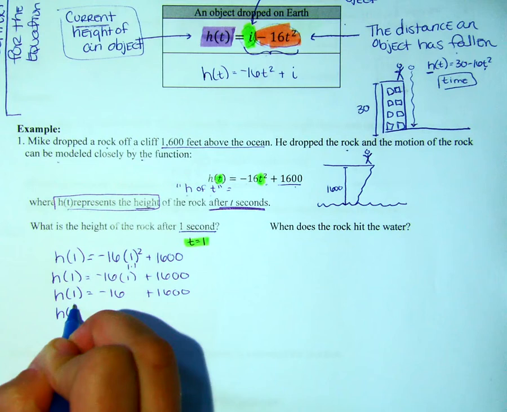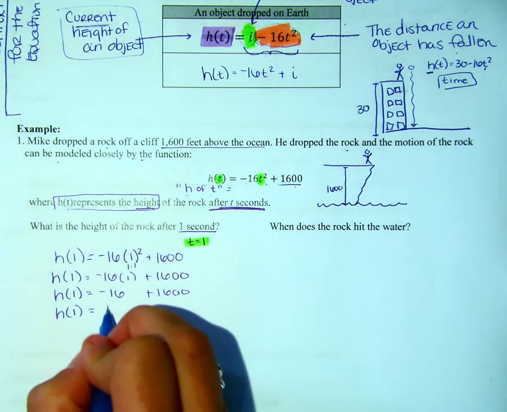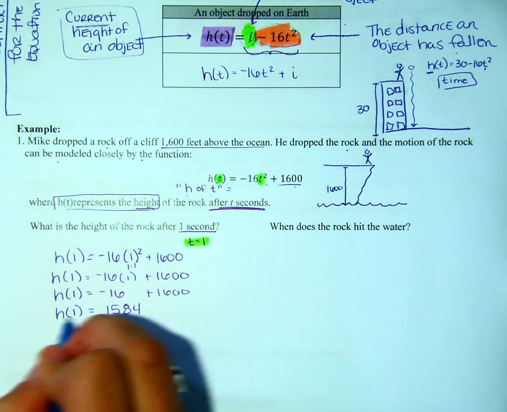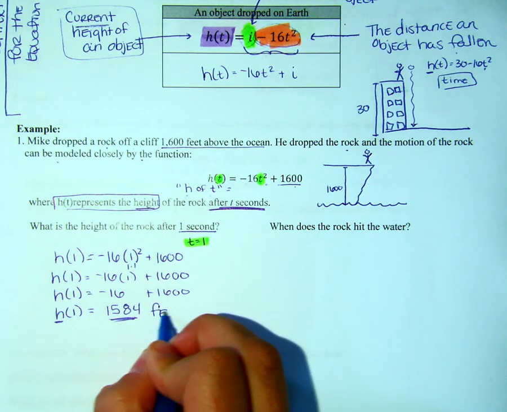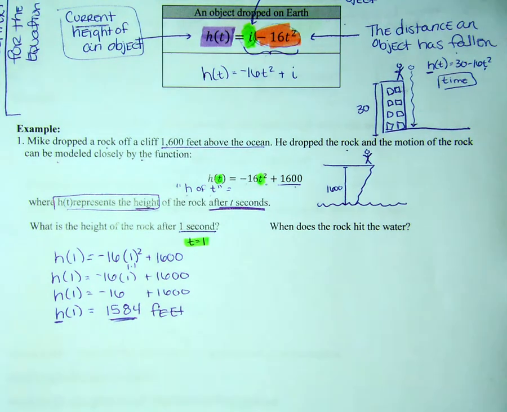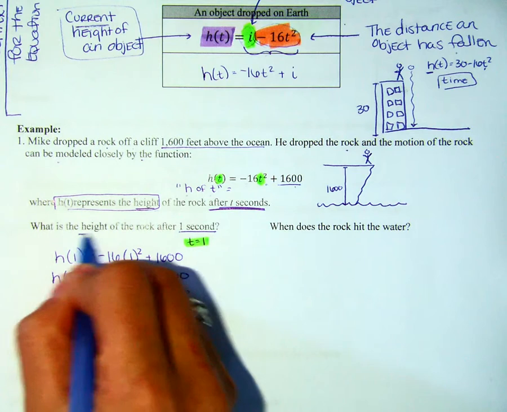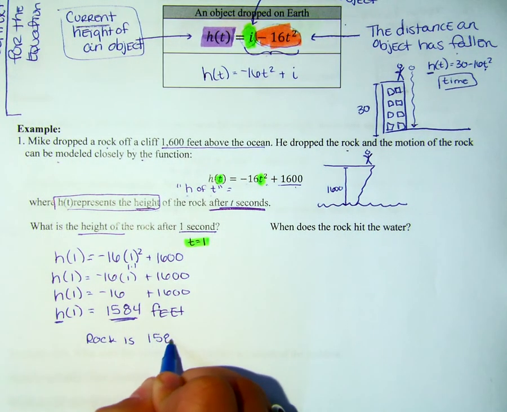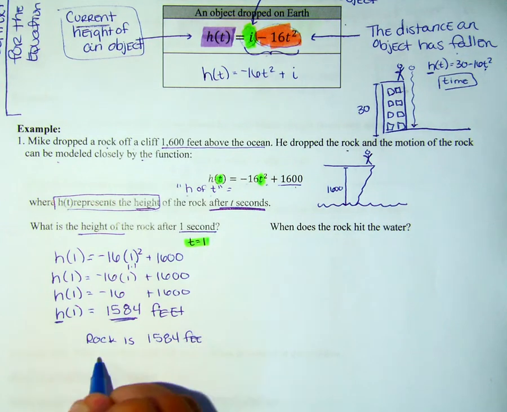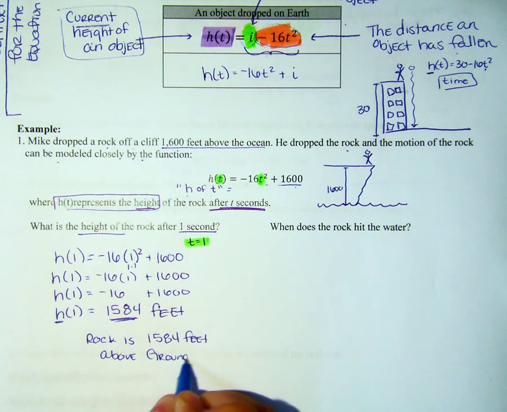And negative 16 plus 1,600 is 1,584. And this is height. So this is the height of the rock, which will be in feet. Okay. So what this means is that the rock is 1,584 feet above the ground after 1 second. Okay?